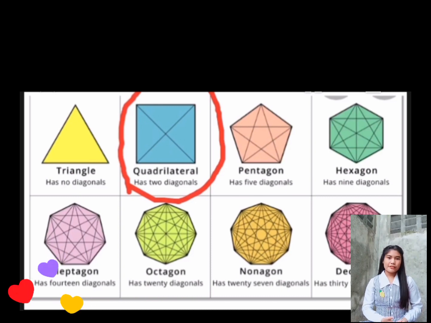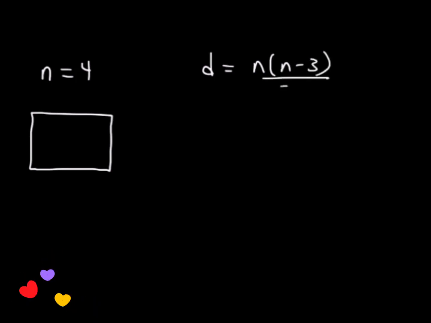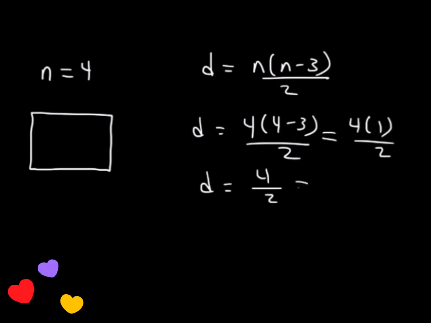Now let's talk about the four-sided polygon, like quadrilateral, square, rectangle, rhombus, trapezoid, and a kite. In this case, n is equal to 4. Let's use this formula again. It's going to be 4 times 4 minus 3 divided by 2. Now we have 4, then 4 minus 3 is 1, so 4 times 1 is equal to 4. 4 divided by 2 is equal to 2.